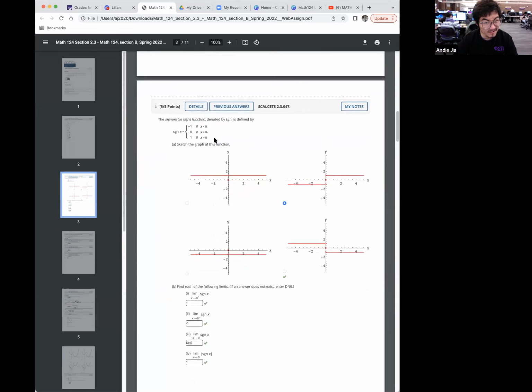For number 2, this is just like a piecewise function. So this function at x equal to 0, y is 0, just like the dot here. It is -1 if x is smaller than 0, so on the left, it is negative. We first eliminate this one and this one because it's not changing after or before the y-axis, which is x equal to 0. So it's this one.